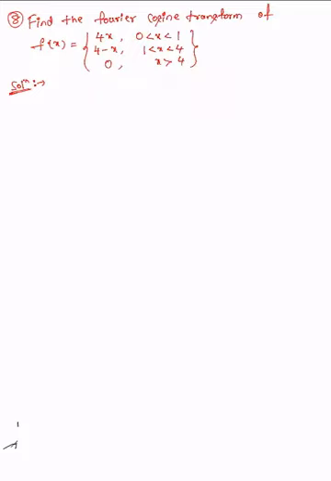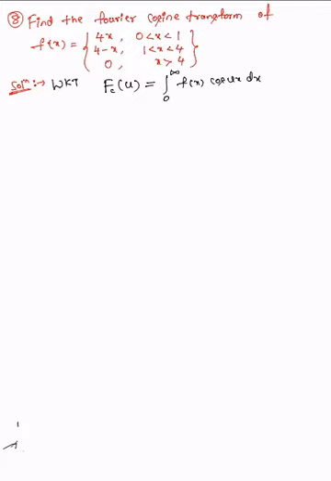Let us see how we can find the cosine transform. So first I'll start with the formula. We know that the Fourier cosine transform, fc of u, the formula is integral 0 to infinity f of x into cos ux dx. So this is the Fourier cosine transform formula.